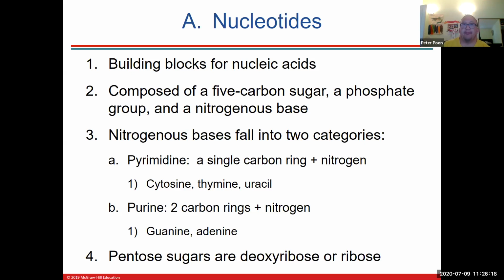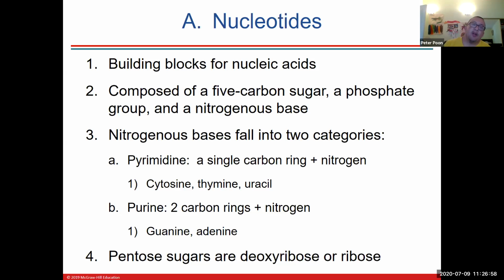Nucleic acids. Nucleotides are the building blocks for nucleic acids, and they are composed of a 5-carbon sugar, a phosphate group, and a nitrogenous base. Nitrogenous bases form into 2 categories, pyrimidines and purines. A pyrimidine is a single carbon ring plus nitrogen, and there are 3 types: cytosine, thymine, uracil.